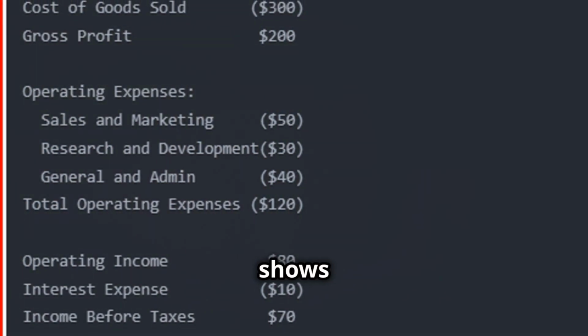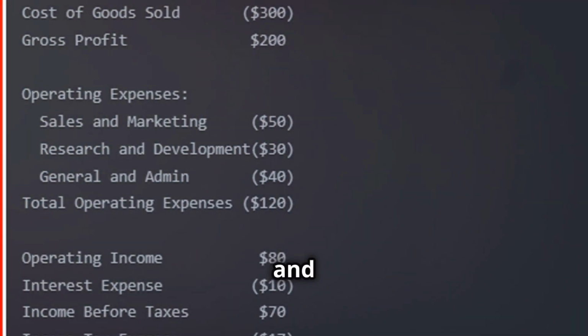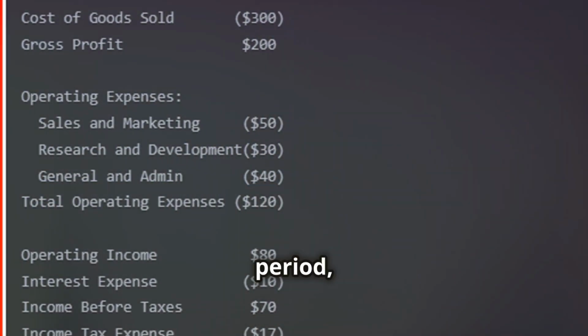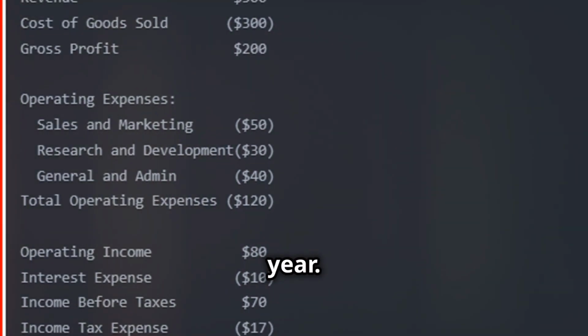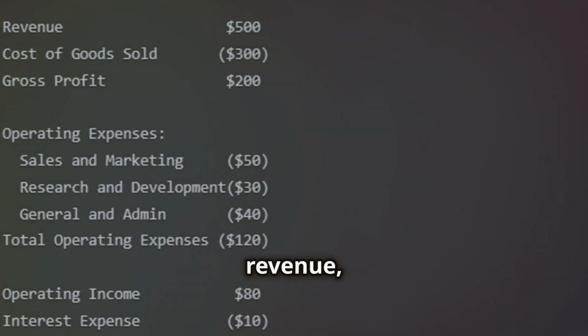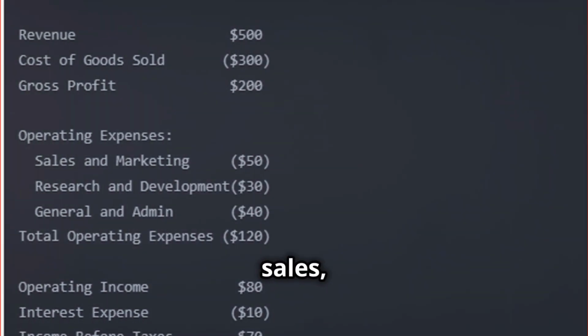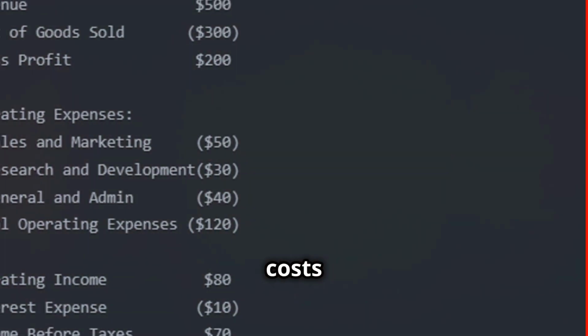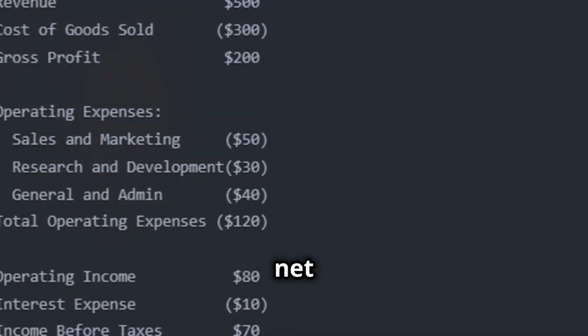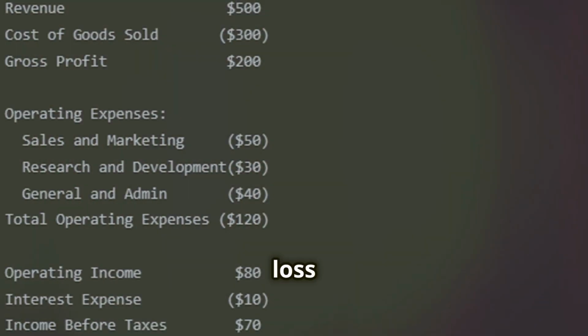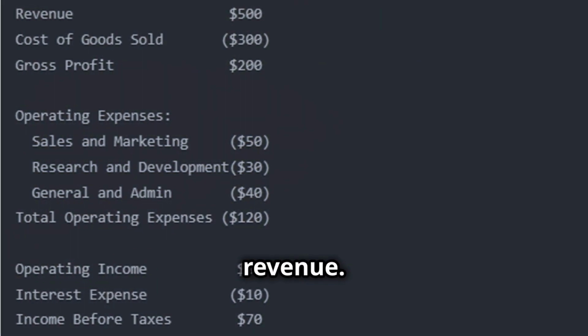The income statement shows a company's revenues, expenses, and profitability over a specific period, like a quarter or a year. Key components include revenue, which is the money earned from sales; expenses, which are the costs incurred to generate that revenue; and net income, which is the profit or loss after subtracting expenses from revenue.